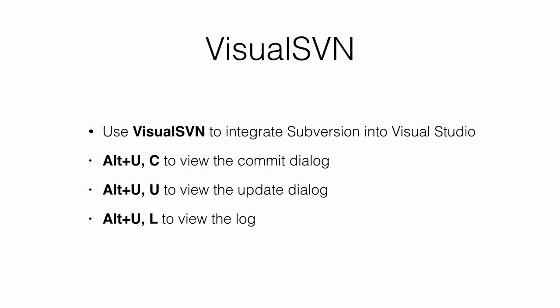Let's recap. Use Visual SVN to integrate Subversion into Visual Studio. Press Alt and U and then C to bring up the commit dialog. Press Alt and U and then U again to bring up the update dialog. And finally, press Alt and U and then L to view the log. I hope you enjoyed this lecture.